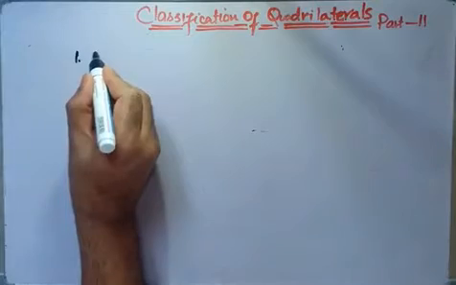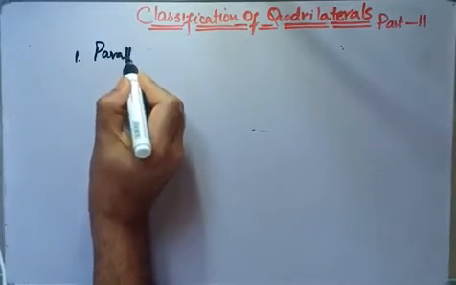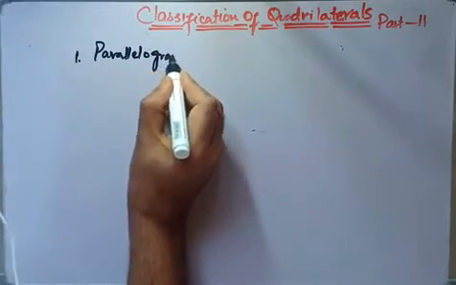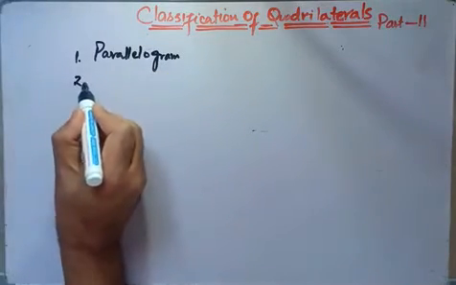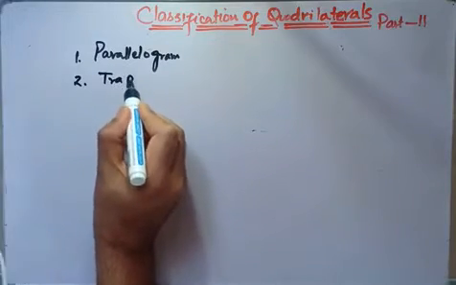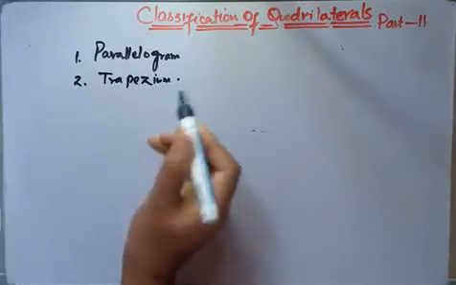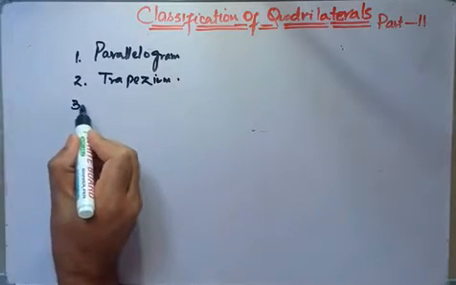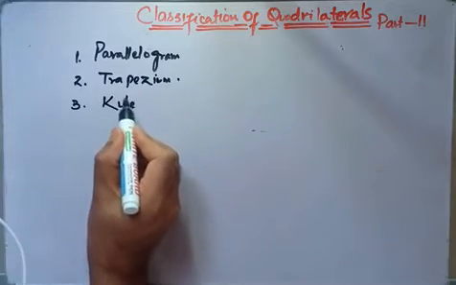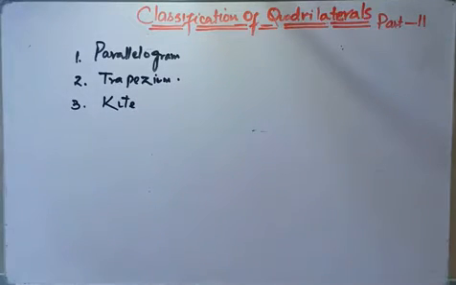Number first is parallelogram, in which we observed that both the pairs of opposite sides are parallel. Number second is trapezium. We will discuss it in some more detail. In trapezium we observed that only one pair of opposite sides is parallel. Then number third is kite, in which we will see that none of the pairs of sides are parallel, right?